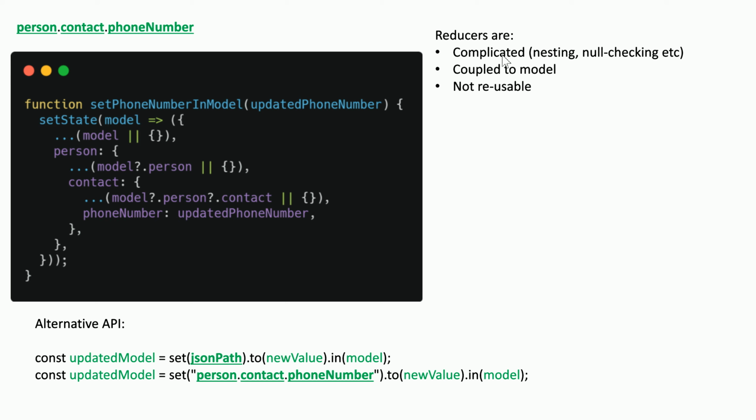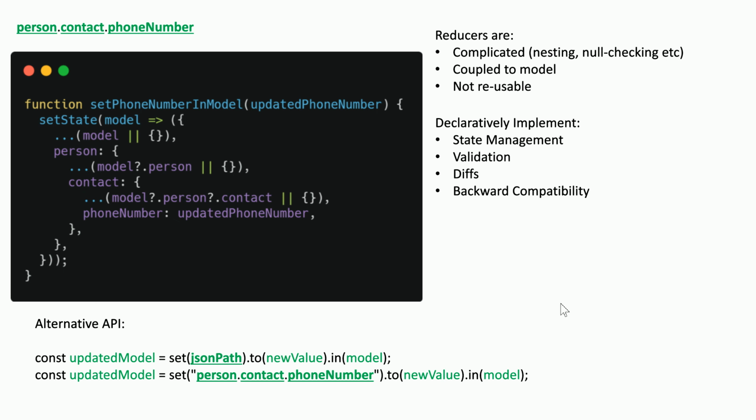At this point, it's no longer complicated. It's just a single fluent statement. And it's no longer coupled to the model, because if the shape of the model changes, we can just change the JSON path. And it's completely reusable because, again, we can just change the JSON path. This exists in an NPM package I wrote. I went into this NPM package just with the purpose of state management and validation. And as it turns out, state normalization can help in a lot of ways, is what I've learned.